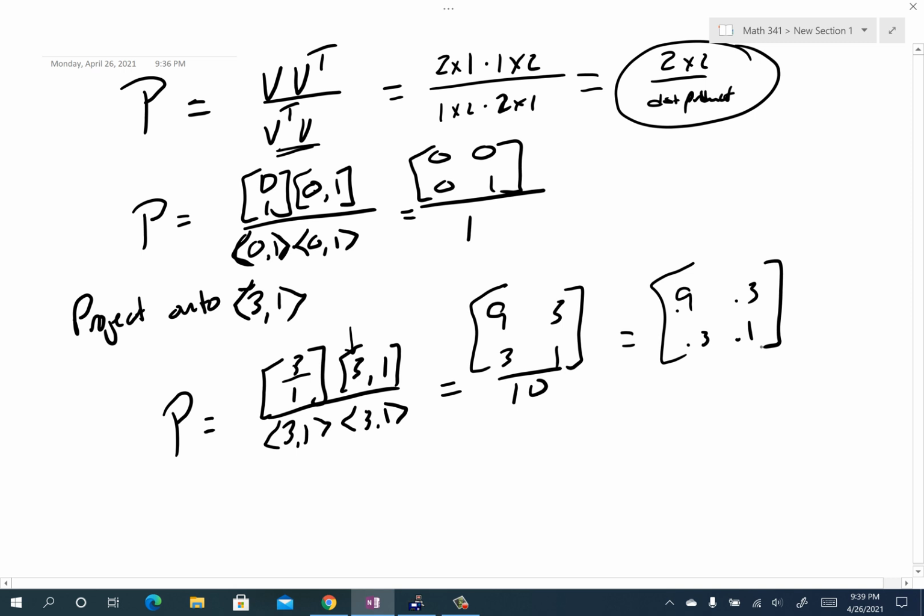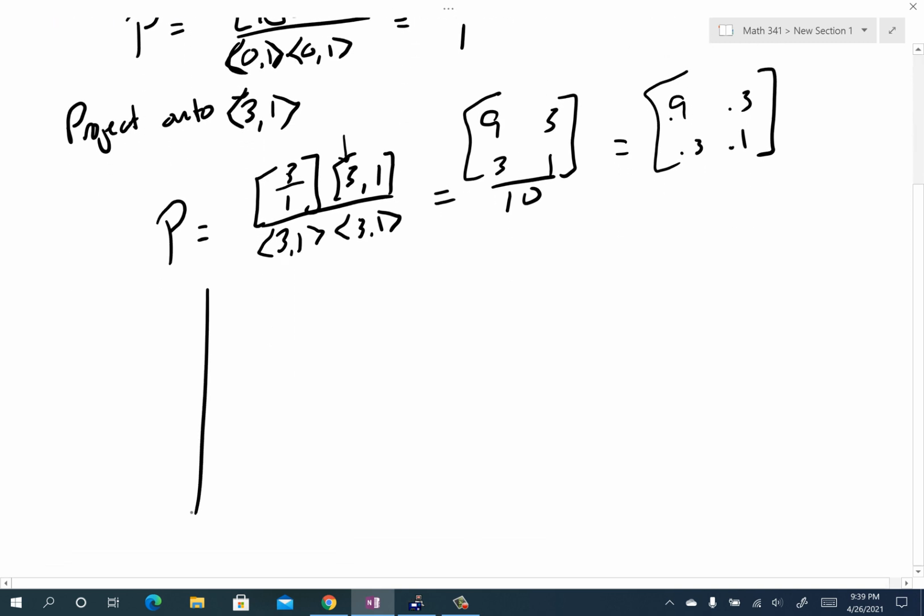Okay. I'm just going to check one thing here real quick, and then we'll get it going here. Okay. So let's do this here. Let's take a vector. Let's pick a vector. Let's do our 3, 1. This is the one we're going to project onto, like so.